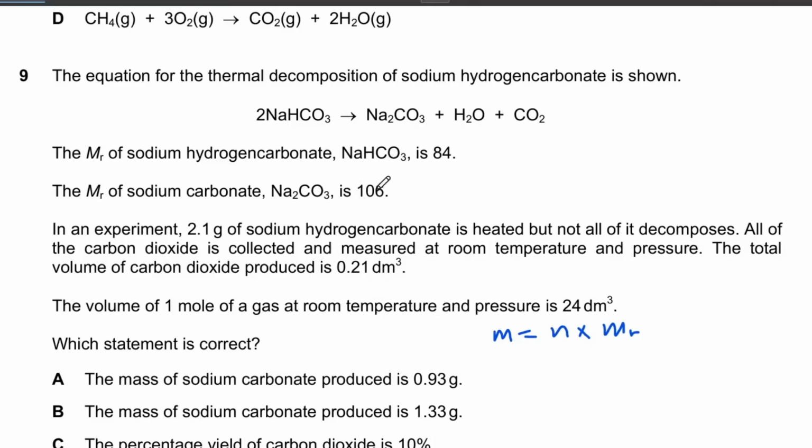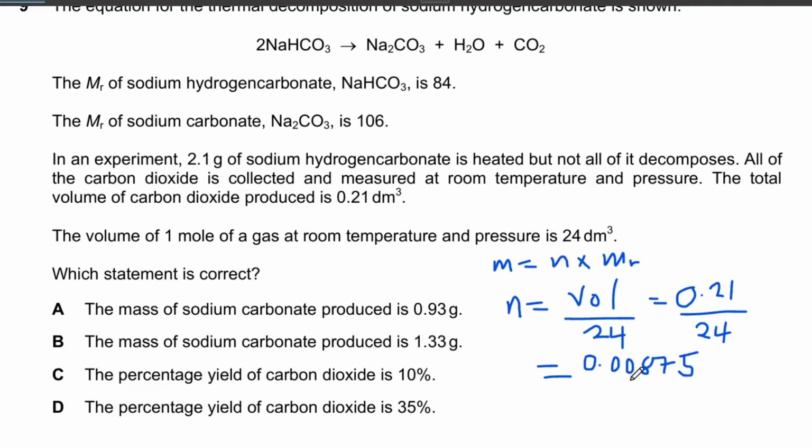We have the relative formula mass of sodium carbonate to be 106, but we need to get the number of moles. Given that we have the volume of gas, we can use this formula to get the number of moles: volume in dm³ over 24. Our volume is already in dm³, which is 0.21 divided by 24. That is the volume of 1 mole of a gas at room temperature and pressure. So our number of moles of carbon dioxide is 0.00875 mole.